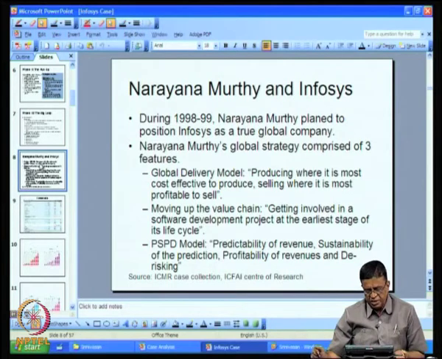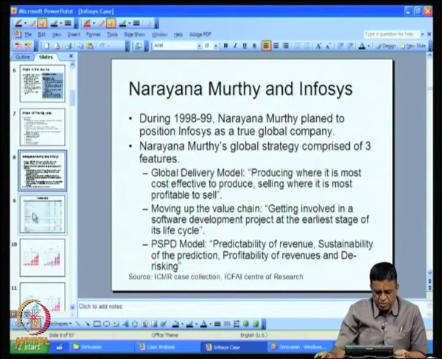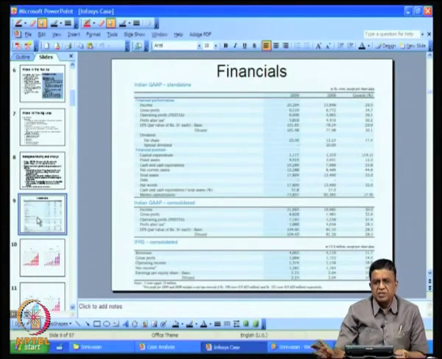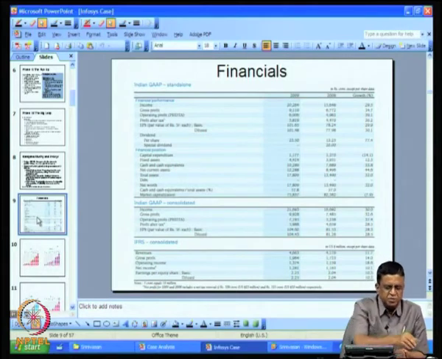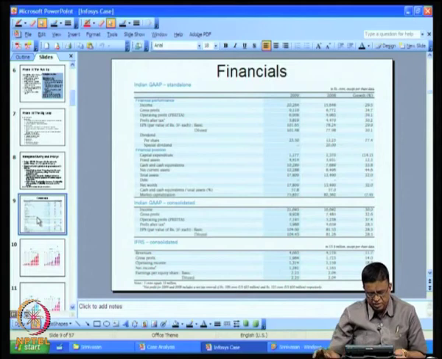And the company is now looking at the PSPD model, that is the predictability of revenue, sustainability of the prediction, then the profitability of revenues and de-risking. This is the type of model which the company is operating right now. So, now what is the type of financials? What have these students tried to do? They have looked at the financial results of the company.